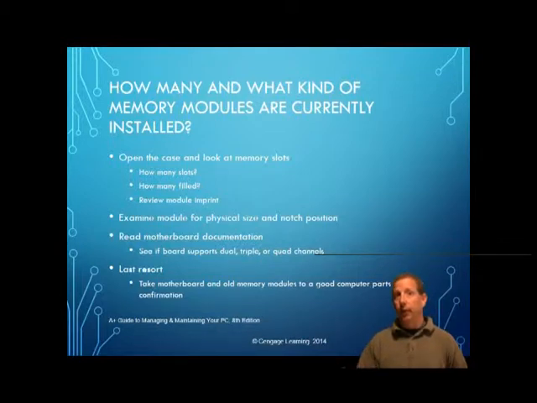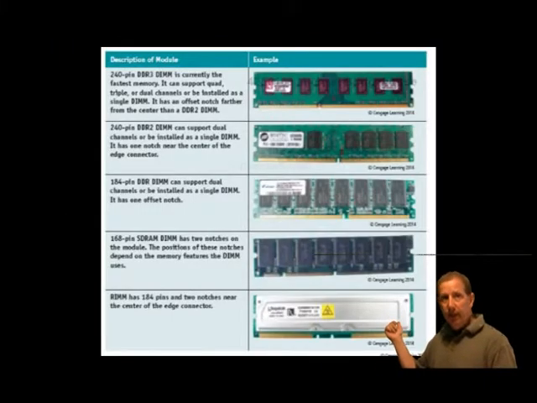speed. So, for example, a module might say PC2 4200/512 MB. Now, the PC2 tells you the memory is DDR2, and the 42 is the rating and tells you the speed, and 512 is the size. Now, this is not enough information to know exactly what modules to purchase, but it is a start. So examine the module for the physical size and position of the notches. Compare the notch positions to those on the tables behind me here.